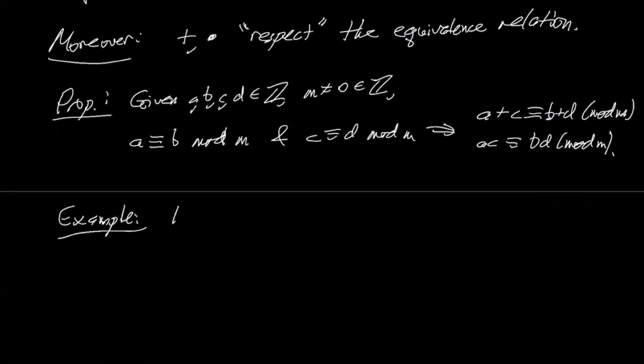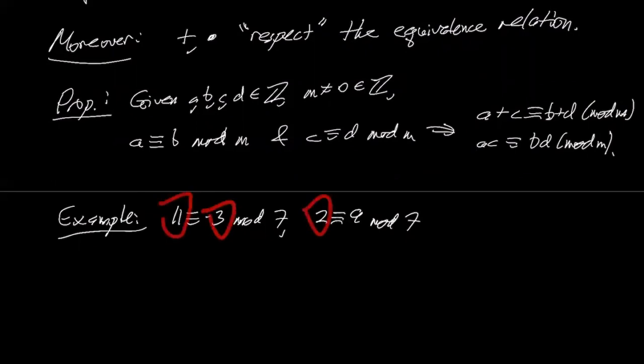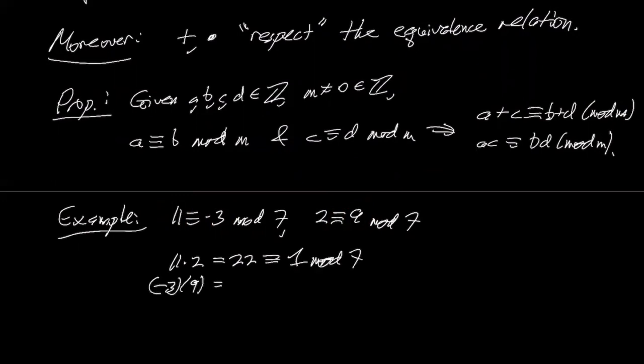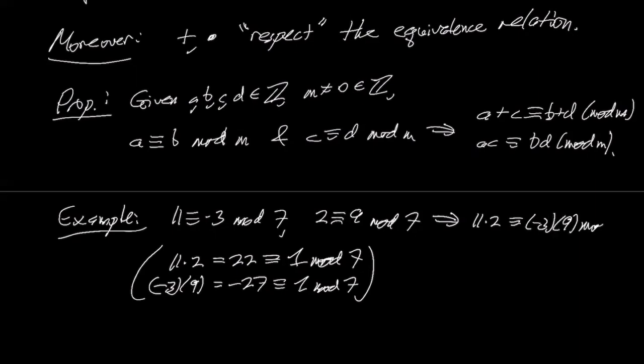We said 11 is congruent to -3 mod 7. Let's pick something else. 2 is congruent to 9 mod 7. And if we multiply these, 11 times 2 and -3 times 9, let's just check. 11 times 2 is 22, which is 1 more than 21. So that's 1 mod 7. And -3 times 9 is -27. But if you add 28 to it, you get 1. So these imply that 11 times 2 is congruent to -3 times 9 mod 7. Okay, so that's nice.